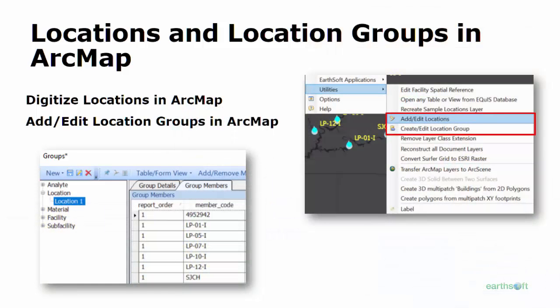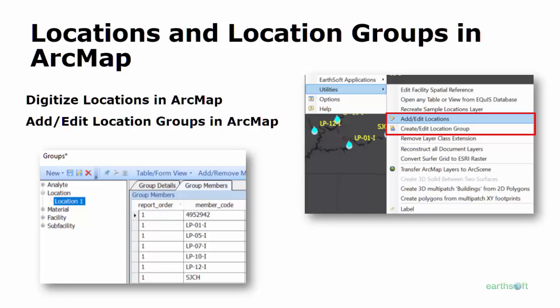The last two things that I want to talk about here are locations and location groups in ArcMap. You have the ability within ArcMap to digitize locations. So if you're looking at the map, for example, and you know there's a new location that needs to get added to EQuIS somewhere, you can actually digitize that directly from within ArcMap. And I'll show you how to do that. It's on this Utilities menu, if you guys can see in my screenshot here. Under the EQuIS dropdown, Utilities, there's an option to add and edit locations. So I can show you how to do that.